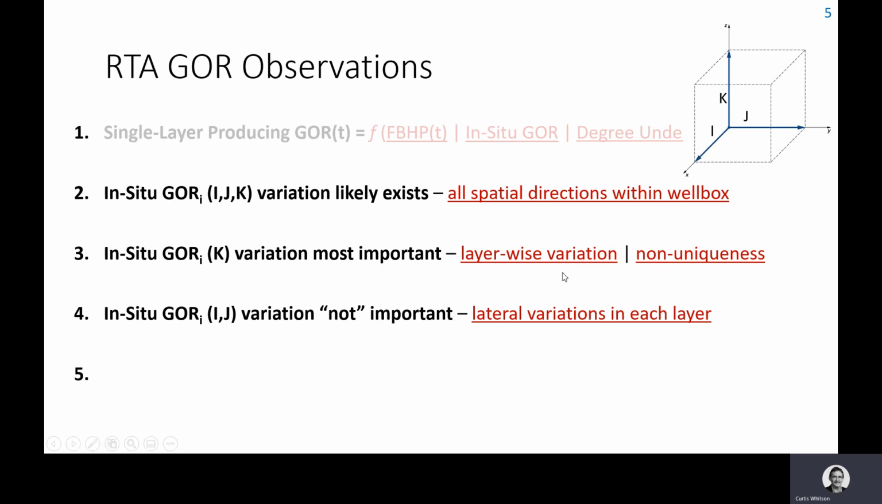sequences. This layer-wise GOR variation also poses a problem of uniqueness in history matching, because we don't often have data that give indications of what those GOR variations might be, unless, of course, you use mud gas indicators, which I'll talk about in a little bit. We do show in a couple of papers that the variation of in situ GOR in the lateral direction is not really important to getting the producing well's GOR variation locked in, and show some examples of that as well.